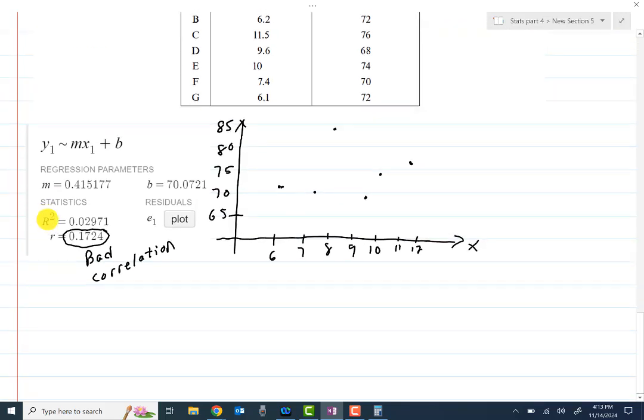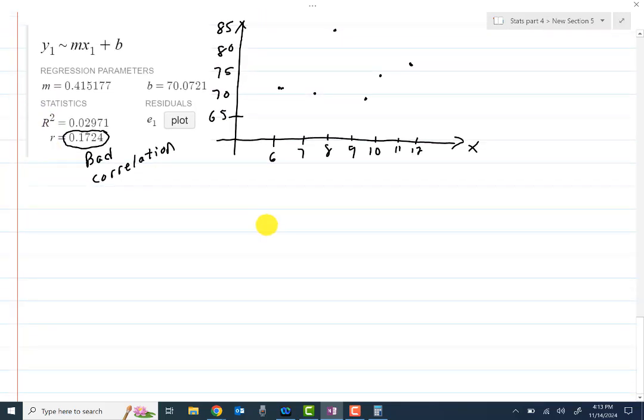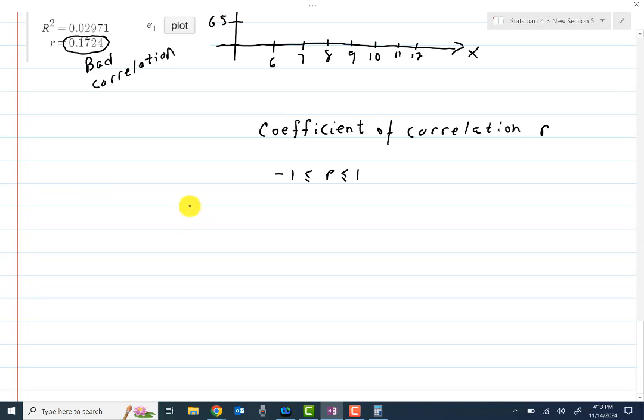So let me reiterate these remarks. What I'm talking about is something called the coefficient of correlation. And that's the guy we've been calling R. R will always go between -1 and 1. No matter what, it's going to be between those values. And here's what's going to happen at various stages.